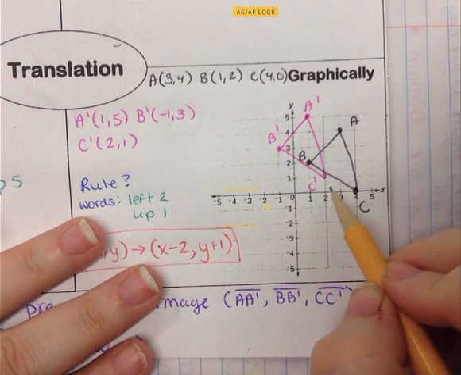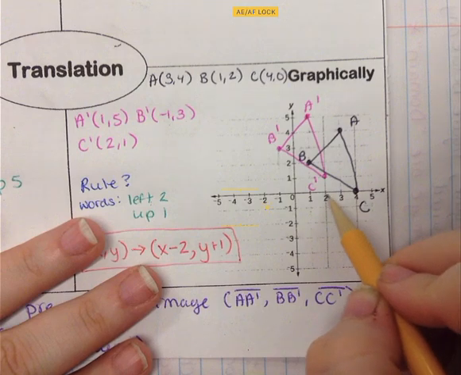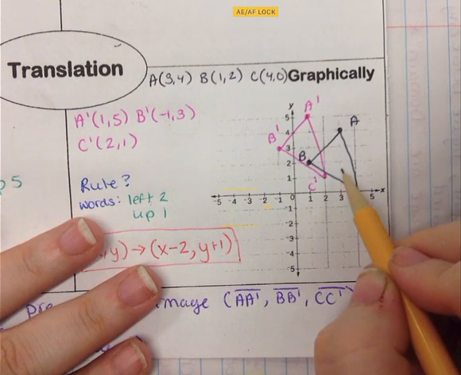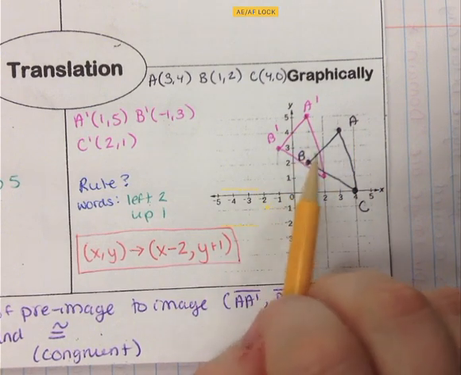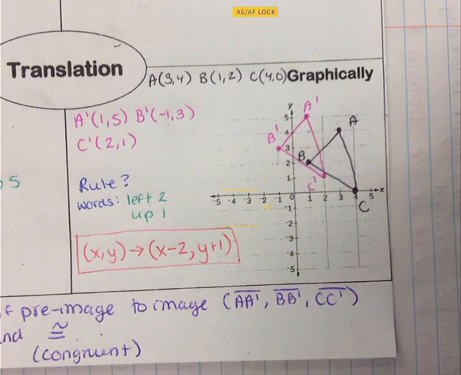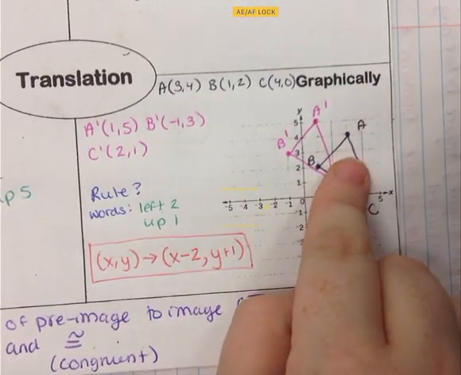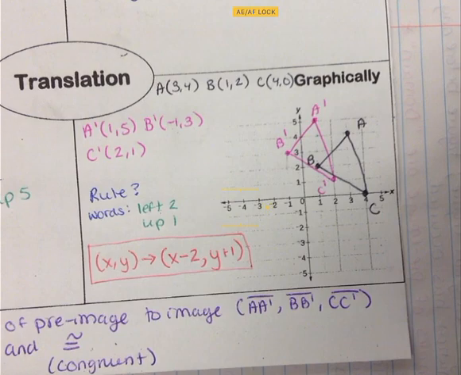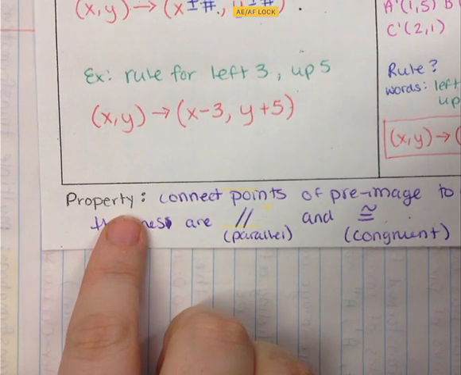From C to C prime, it would be a 1 and 2. So it's 1 squared plus 2 squared. Again, it's 5. So then we'd have the square root of 5. So the slopes on all of these are negative 1 over 2. And the distance from all of these are the square root of 5. So they are in fact parallel, and they are in fact congruent. So that means that this figure, the pre-image to the image, is in fact a translation. So this, again, the property is how you actually prove that that transformation has occurred.